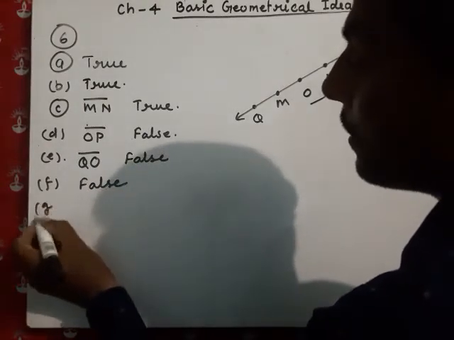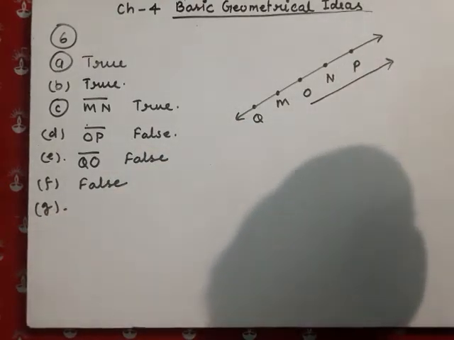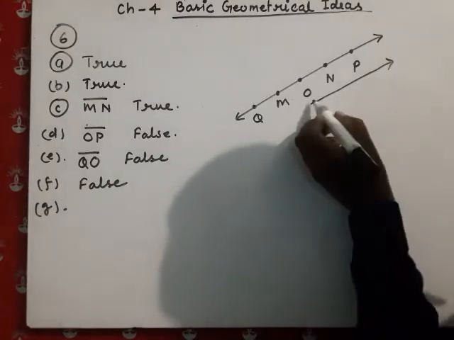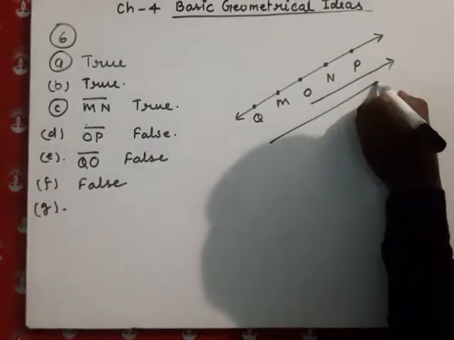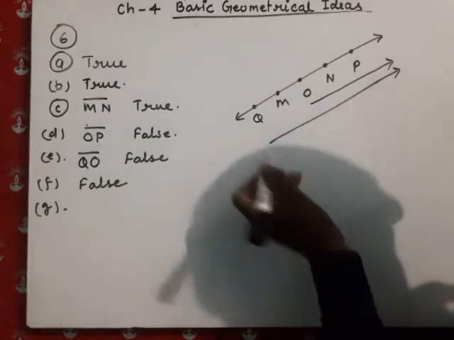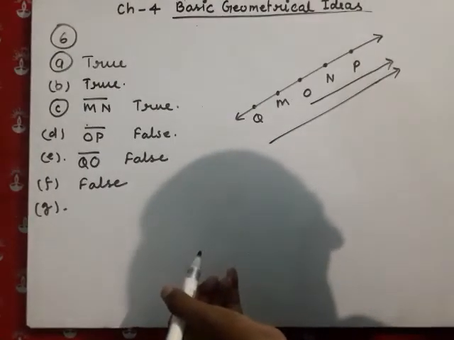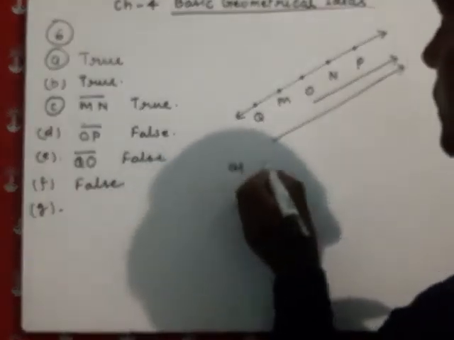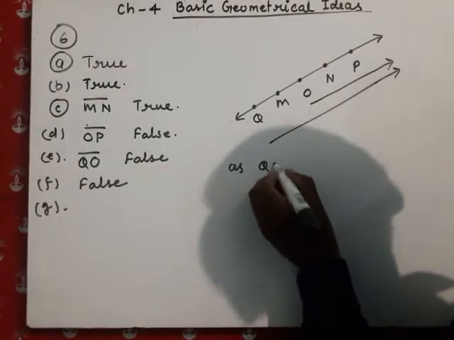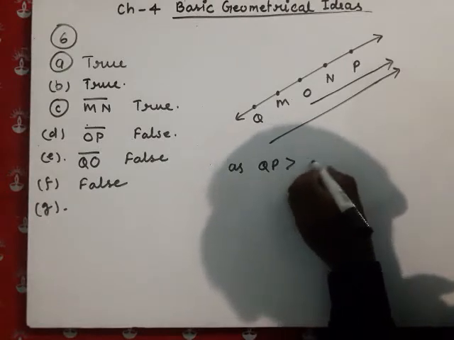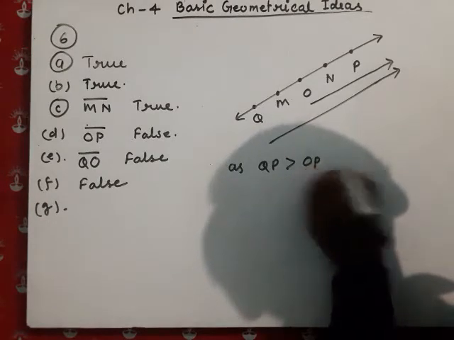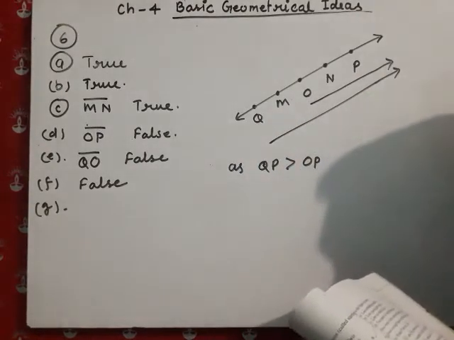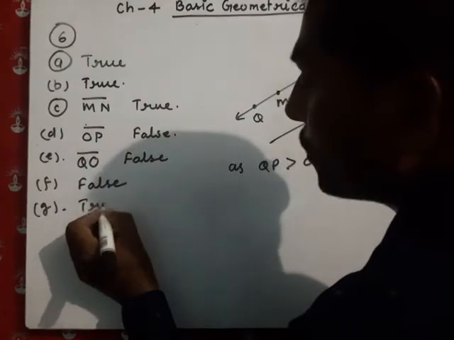Now going to the G part. Here in the G part it is given that ray OP is different from ray QP. So here this one is OP and this one is QP. We can see that they are different because they have different lengths. So we can write QP is greater than OP. The length of QP is greater than OP, so they are different. That means the statement is true, so we will write down true.